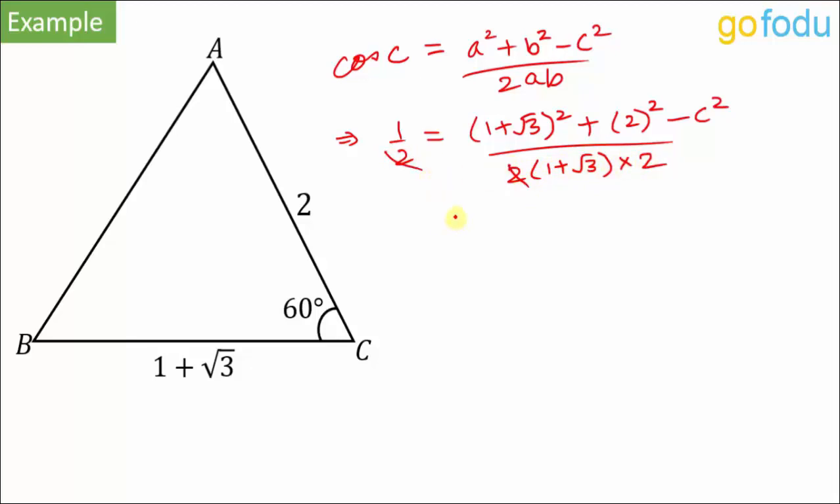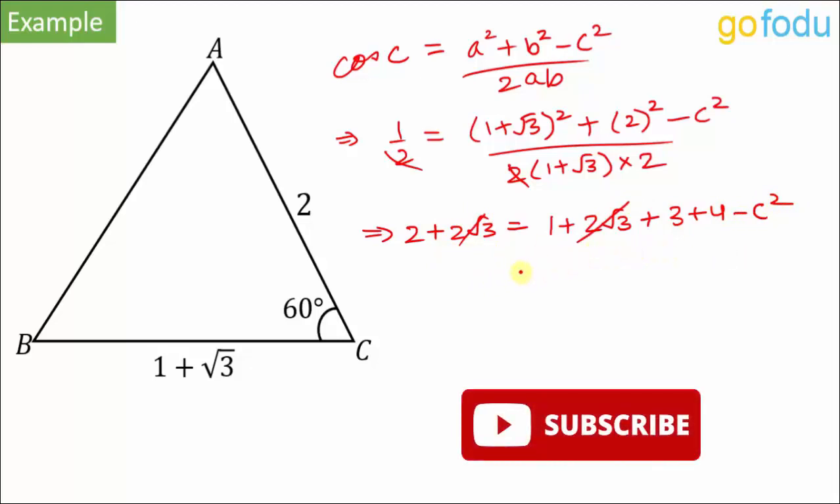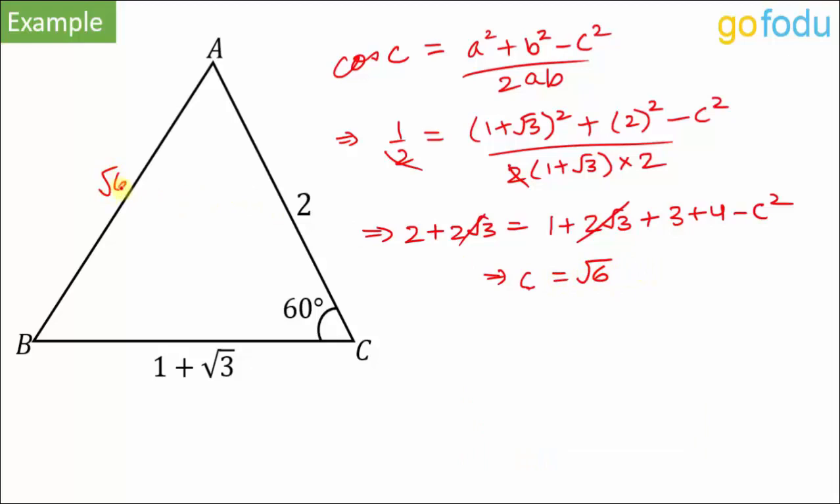2 and 2 get cancelled, and we are going to transpose this. 2 plus 2 root 3 is equal to, open this bracket, 1 plus 2 root 3 plus 3 plus 4 minus c square. 2 root 3 will get cancelled, and c square will come out to be 6. That simply means c is root 6. Now we have the value of c as root 6.